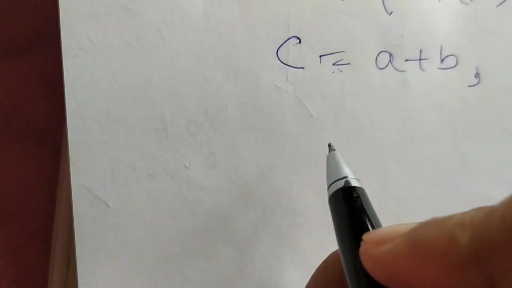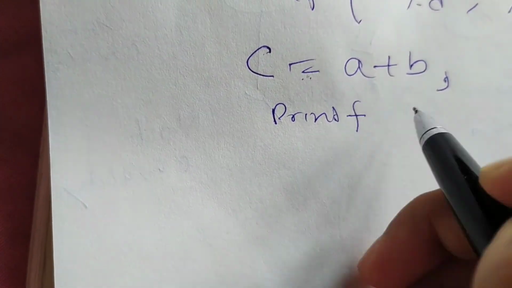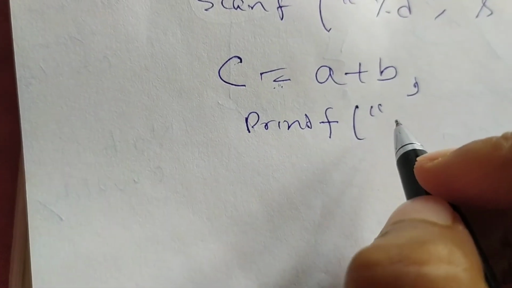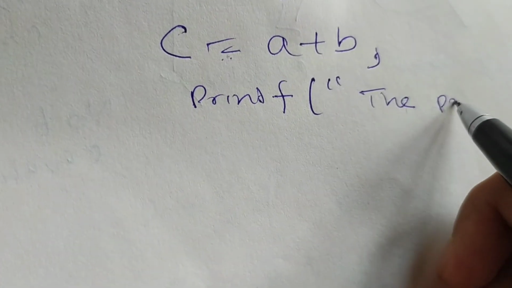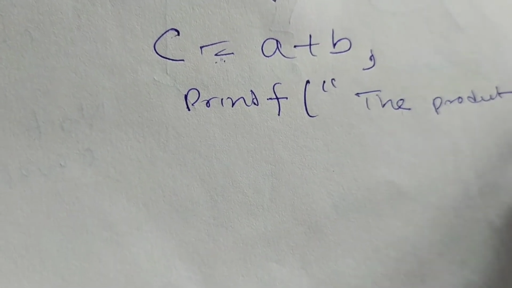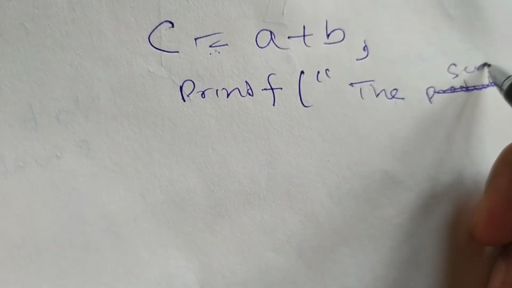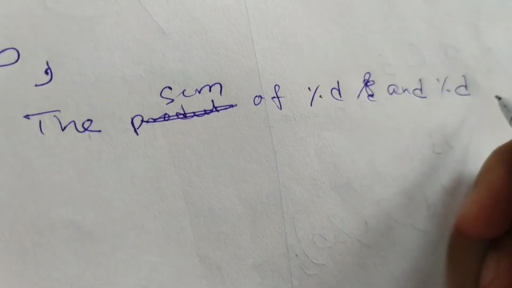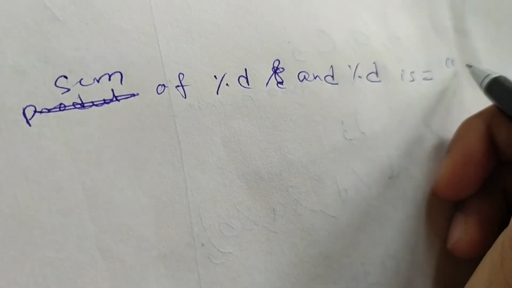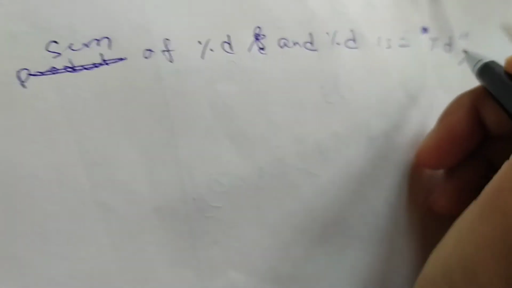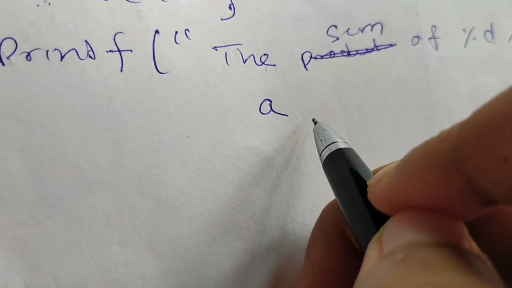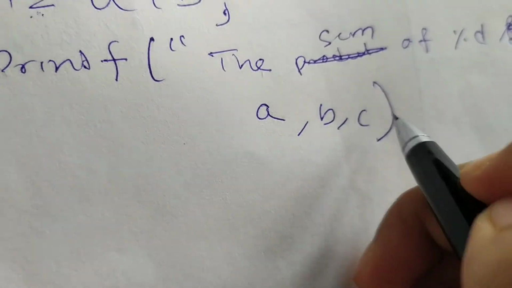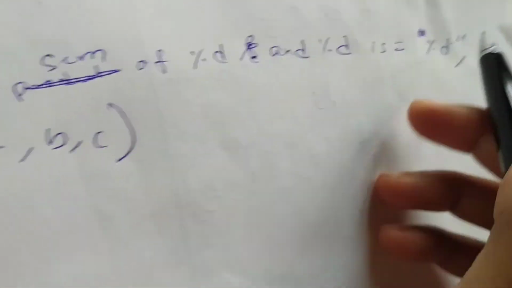printf "The sum of %d and %d is equal to %d", a comma b comma c. Okay, so I am closing the inverted commas here.